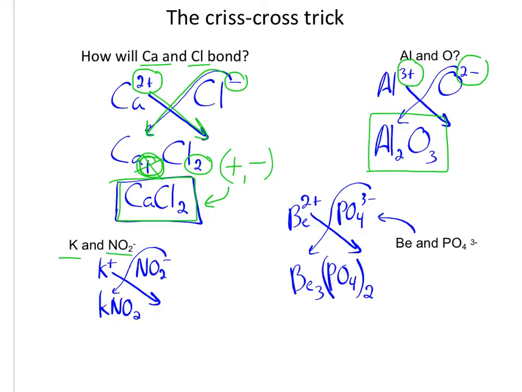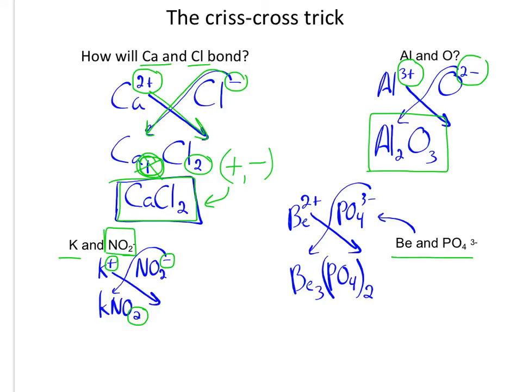Potassium and NO2 negative 1. Plus 1, negative 1. So switch your charges, you have one of each. Now, you really need to write that 2 here, though, because that 2 means that you have 2 oxygens with 1 nitrogen, and that polyatomic ion, it must remain like that. This is always NO2. You cannot change what that is. You could have many NO2s together, but it's always NO2.